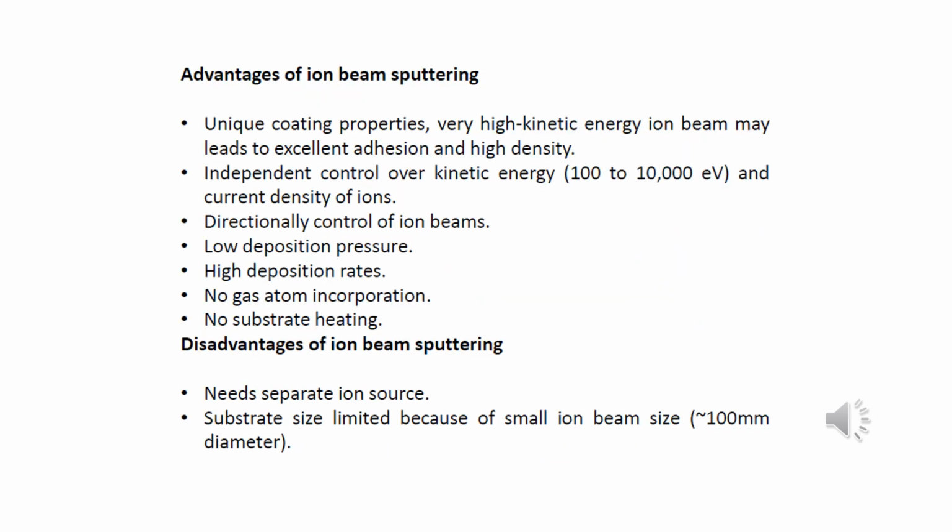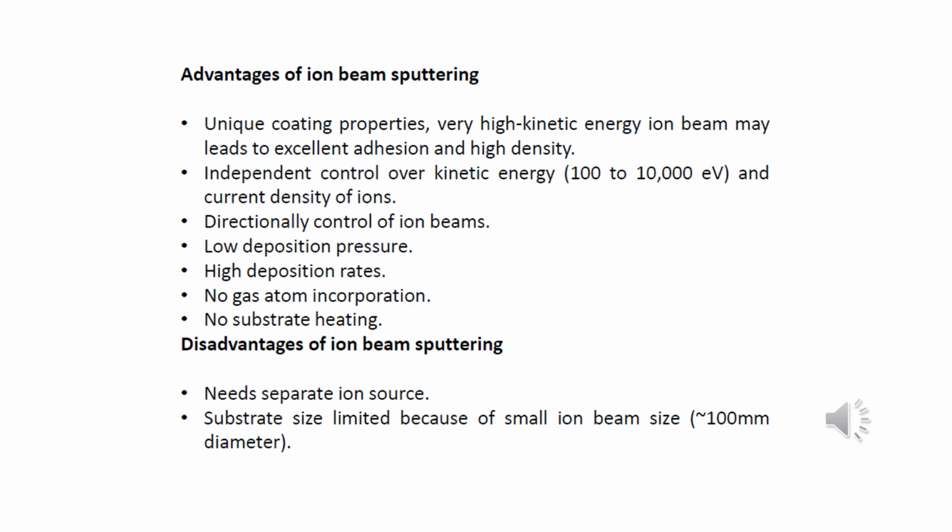Advantages of ion beam sputtering: unique coating properties, very high kinetic energy. The ion beam may lead to excellent adhesion and high density. Independent control over kinetic energy, 100 to 10,000 electron volts, and current density of ions. Directionality control of the ion beam, low deposition pressure, high deposition rate, no gas atom incorporation, and no substrate heating.